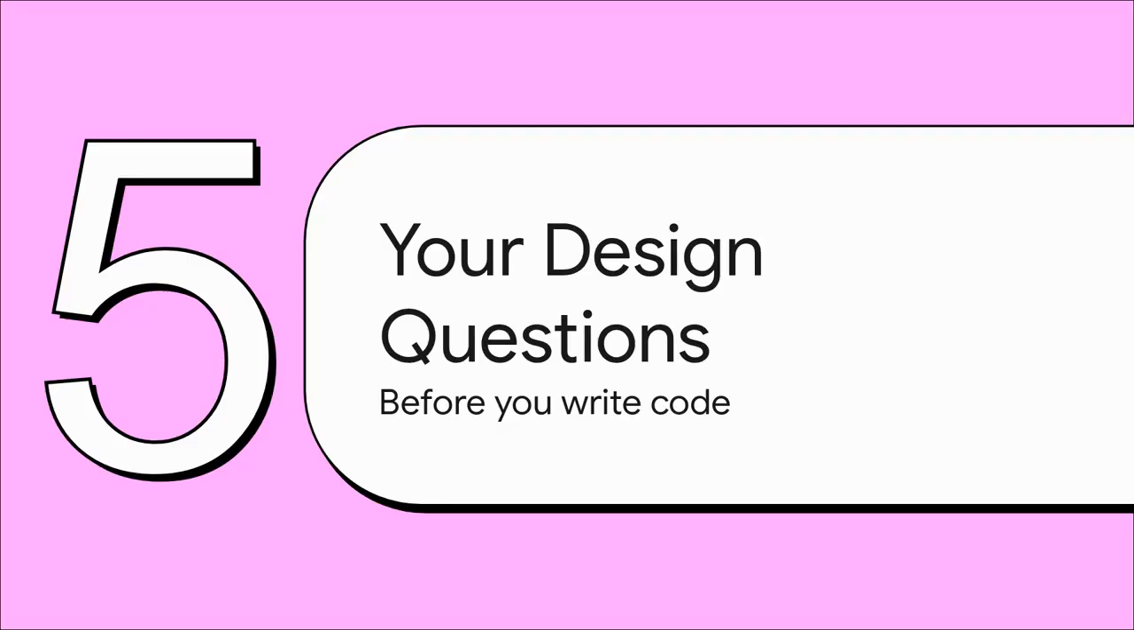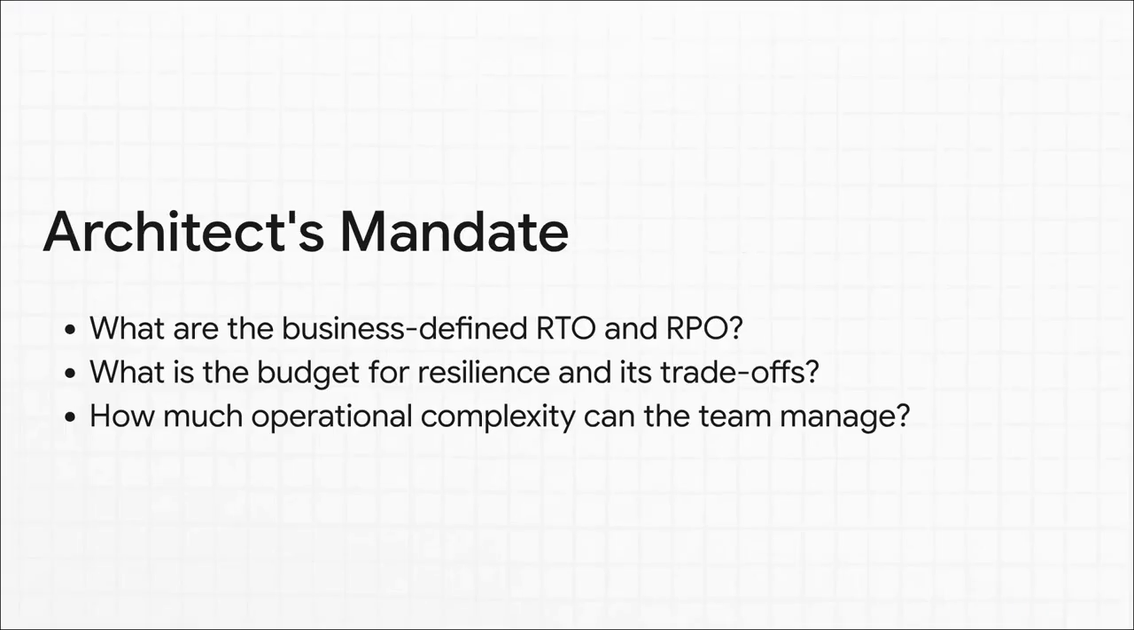Okay, we have covered a ton of ground. The mindset, the metrics, the methods. And that brings us to what might be the most crucial takeaway of this whole thing. Before you design anything, before you write a single line of code, you absolutely have to get the answers to these 3 questions. And here they are. First, what are the RTO and RPO? And notice that key phrase, business defined. This can't be a guess from the tech team.